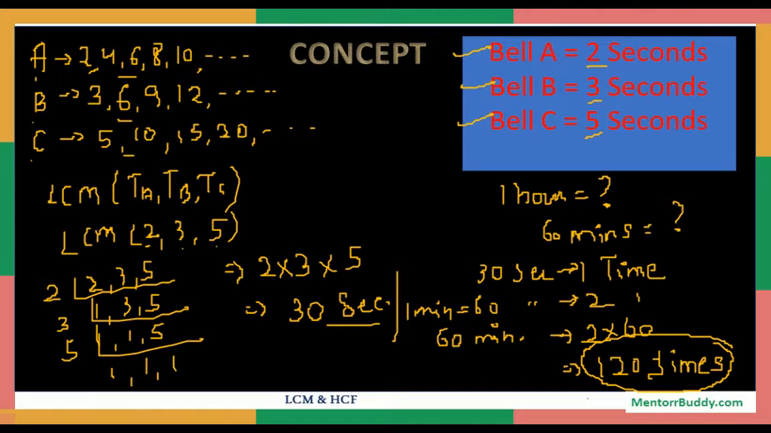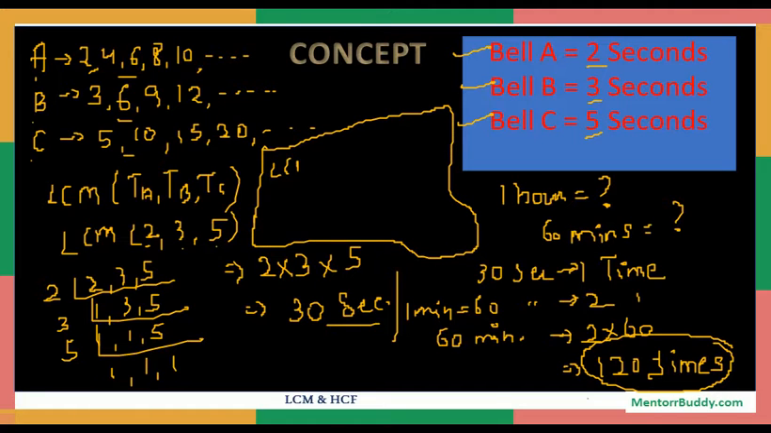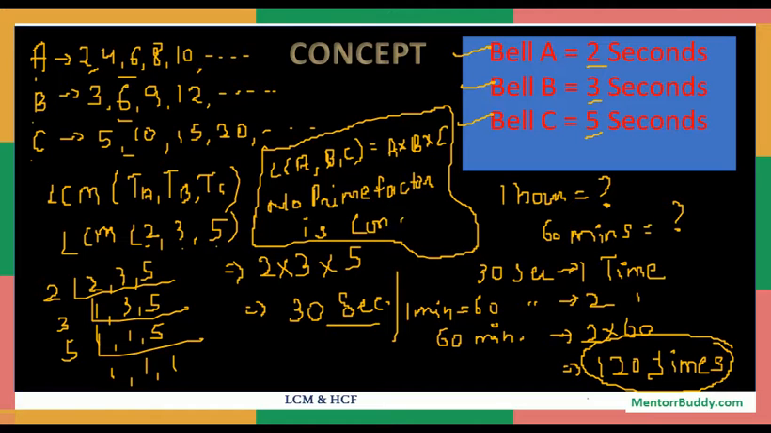Now the logic which we have seen here, I'm writing here as well. Let's say this is the box I'm making for that logic: the LCM of A, B and C is directly equal to A into B into C, under the condition that in A, B, C no prime factor is common. So if no prime factor is common, simply their product is going to be their LCM.